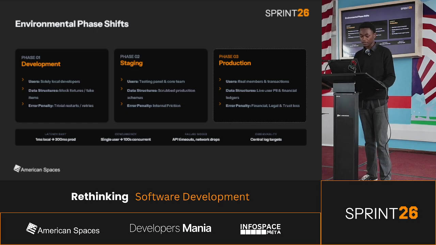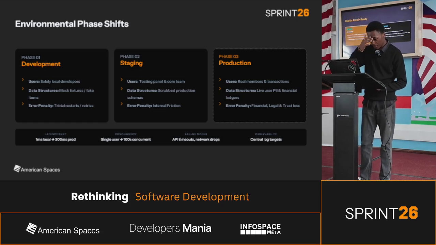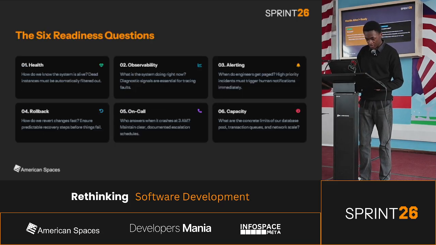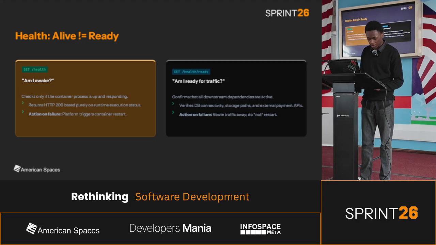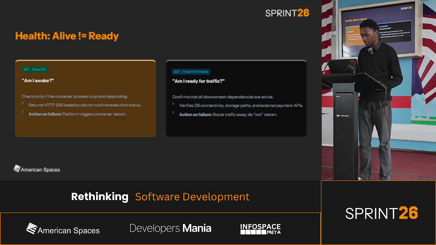The key message here is code behaves differently when real users, real data, and real traffic are involved. So we have health checks. We have the first one, which is liveness. In health checks, there are two endpoints: liveness and readiness.